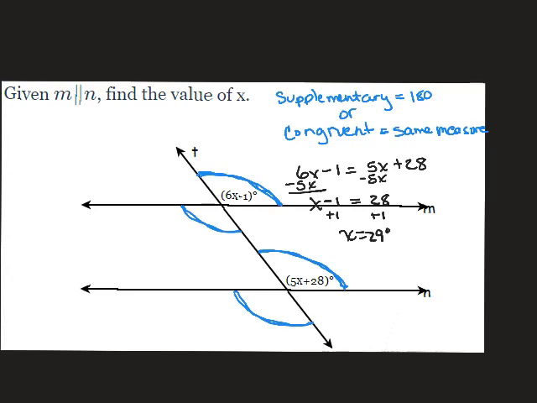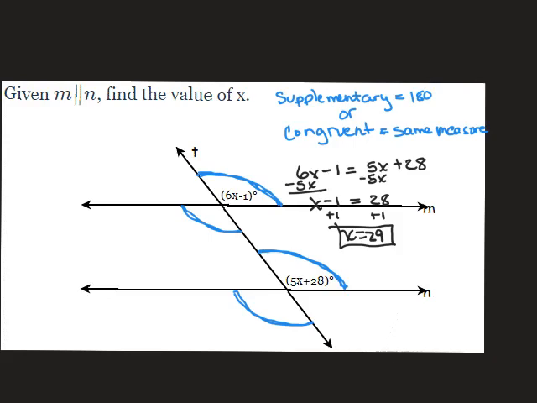Oops, not degrees. My bad. X is only equal to 29. The degrees would be 29 times 5 plus 28, or 29 times 6 minus 1. That's how we would find the angle measurements. But they didn't ask us that. They asked us to solve for x, and that's how you solve for x.